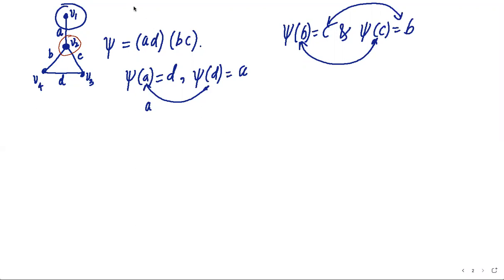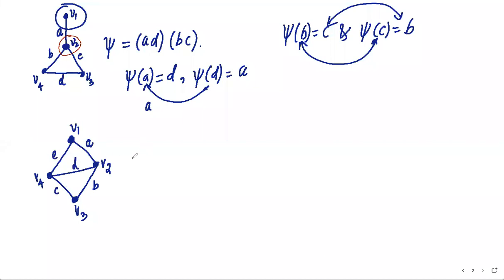Now similarly, let's construct one more example. Let's construct K4 minus E. These are actually certain special kinds of graphs where we can define such edge automorphisms which cannot be induced by the vertex automorphisms. Now consider this graph V1, V2, V3, V4. And let's name the edges as A, B, C, D, E.